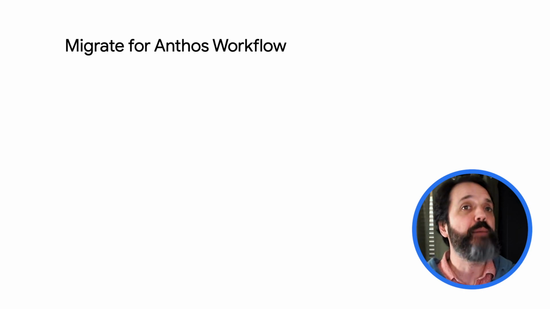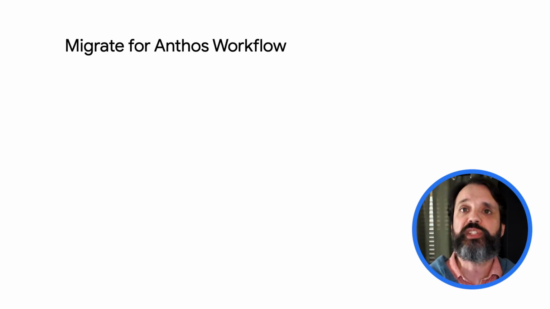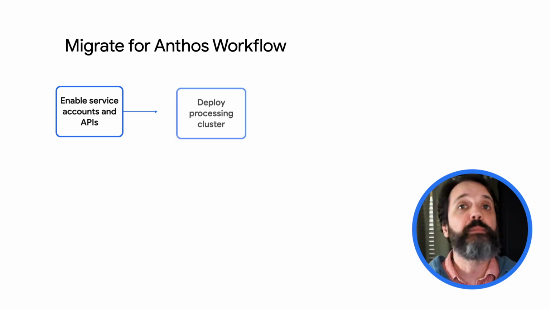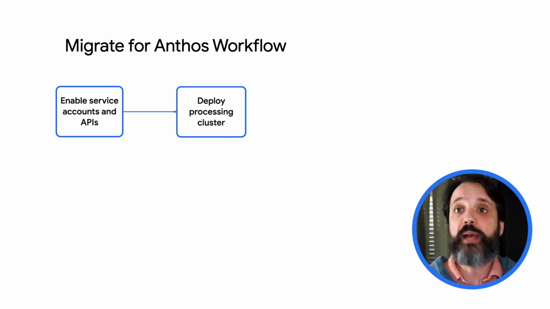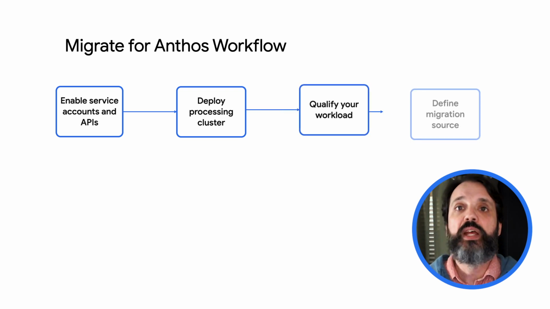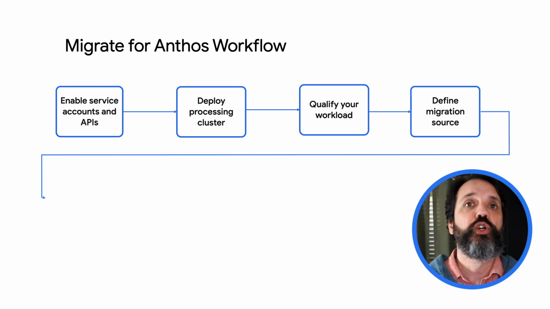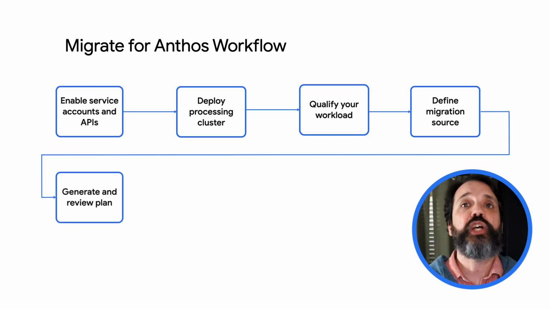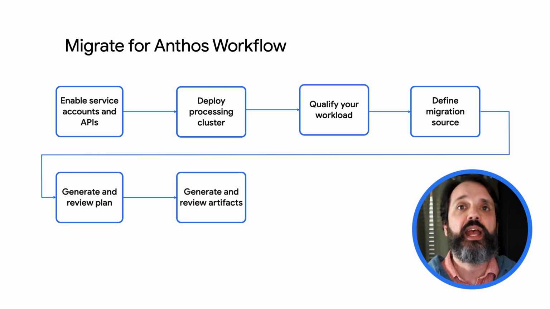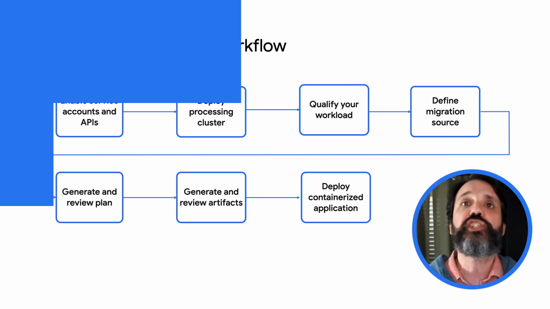And again, to quickly recap, a migration generally consists of the following steps: creating a Google Cloud project, setting up service accounts and enabling the appropriate APIs, creating a migration processing cluster and a build VM in the case of Windows, choosing and qualifying your workload, defining your migration source, creating a migration plan, and adjusting the migration plan to ensure it meets your needs, creating the deployment artifacts, and deploying the newly containerized application. We now have covered the first two items, so let's jump into how you can choose the right application.